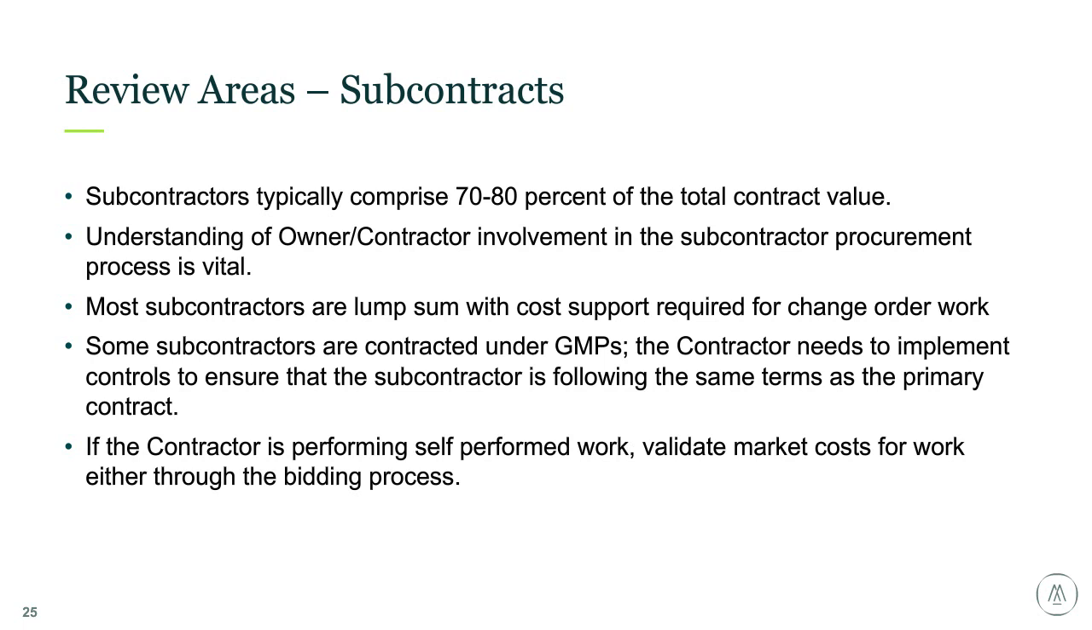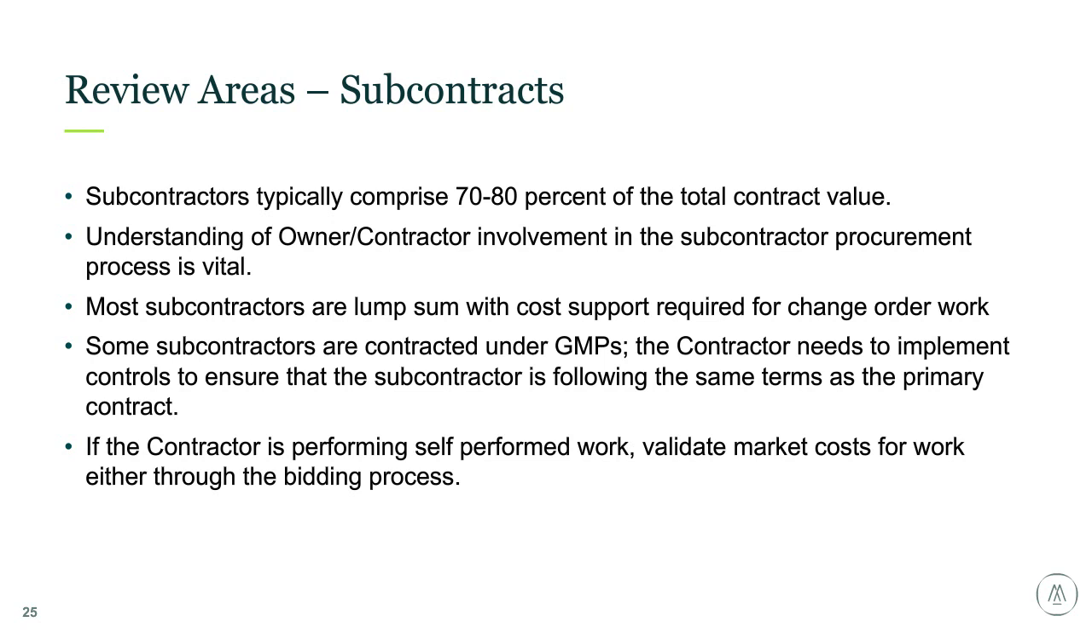Some subcontractors are contracted under GMP. So the contractor, and you need to check this, but the contractor needs to implement controls to ensure that the subcontractor is following the same terms as the primary contract, preferably. If not, you'll need to review the subcontractor language to go through the same exercise that we're talking about. You don't want gray areas. You don't want unfavorable contract terms. You want a good project at a fair price.